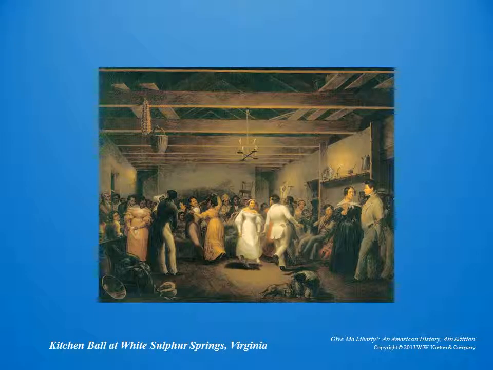This is Kitchen Ball at White Sulphur Springs, Virginia, an 1838 painting by an American artist, Christian Mayer. You can see the domestic slaves are very fashionably dressed. These are the slaves that would have worked in the house. They're celebrating the wedding of a couple, which is dressed in white at the center.